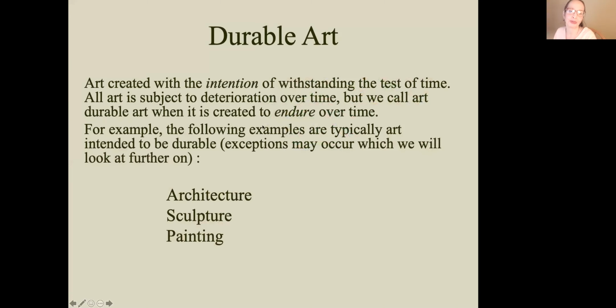Durable art is art created with the intention of withstanding the test of time. All art is subject to deterioration over time, but we call art durable when it is created to endure over time. So it really matters not so much if the art lasts as that its intention was to last. That's how we define durable art.